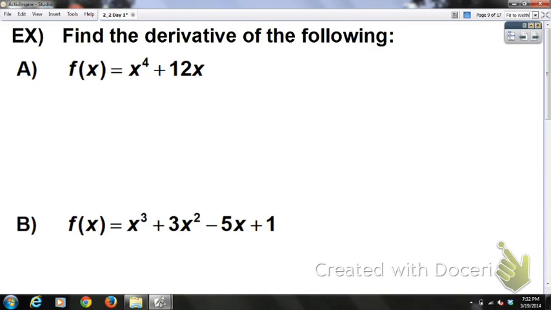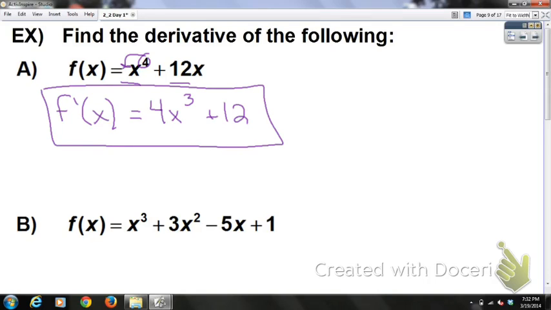Let's take a look at A. f of x is equal to x to the 4th plus 12x. We're just going to differentiate each piece individually. So f prime of x, our derivative, is going to be 4x cubed, took our power, moved it out front, dropped it down one, plus 12 times x to the 0 power, which is 1, so just plus 12. That's it.